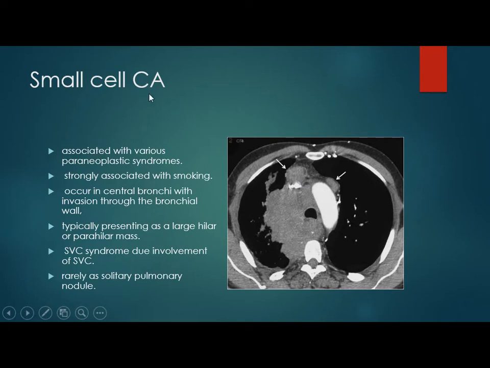Other type, we have the small cell cancer. This one is associated with various paraneoplastic syndromes, strongly associated with smoking, occurs in the central bronchi with invasion through the bronchial wall, typically presents as a large hilar or perihilar mass, mostly causing superior vena cava involvement and causing obstruction. Rarely is it present as a solitary pulmonary nodule.